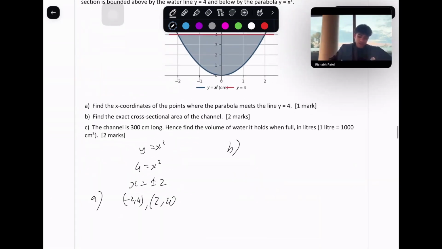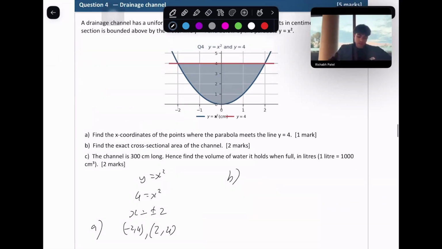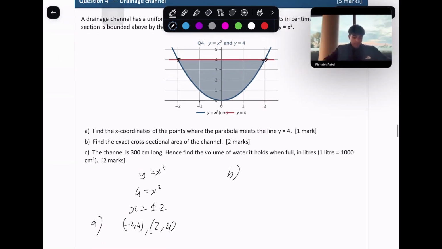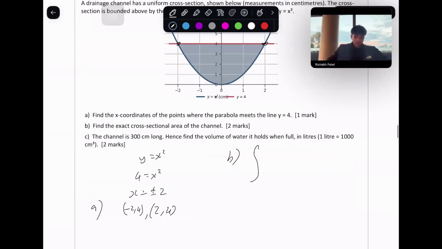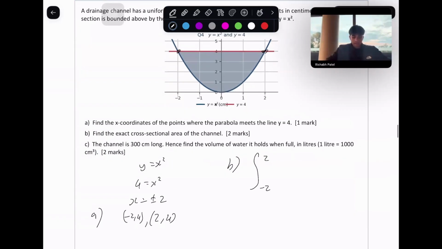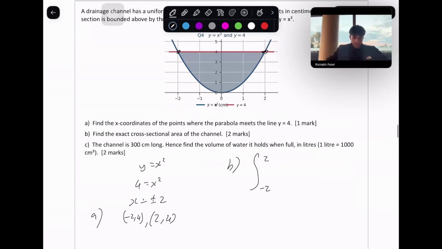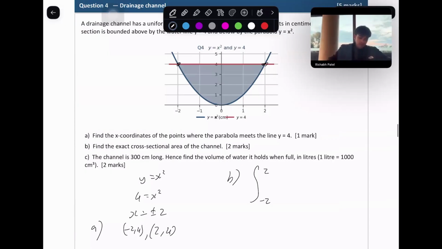For part b, you want to find the exact cross-sectional area of this channel. So we're going to find the cross-sectional area now that we've calculated the bounds. We have negative 2 and 2. And this time around, we're dealing with two functions here. If we integrate from negative 2 to 2 for the parabola, what we'll end up getting is this area over here.